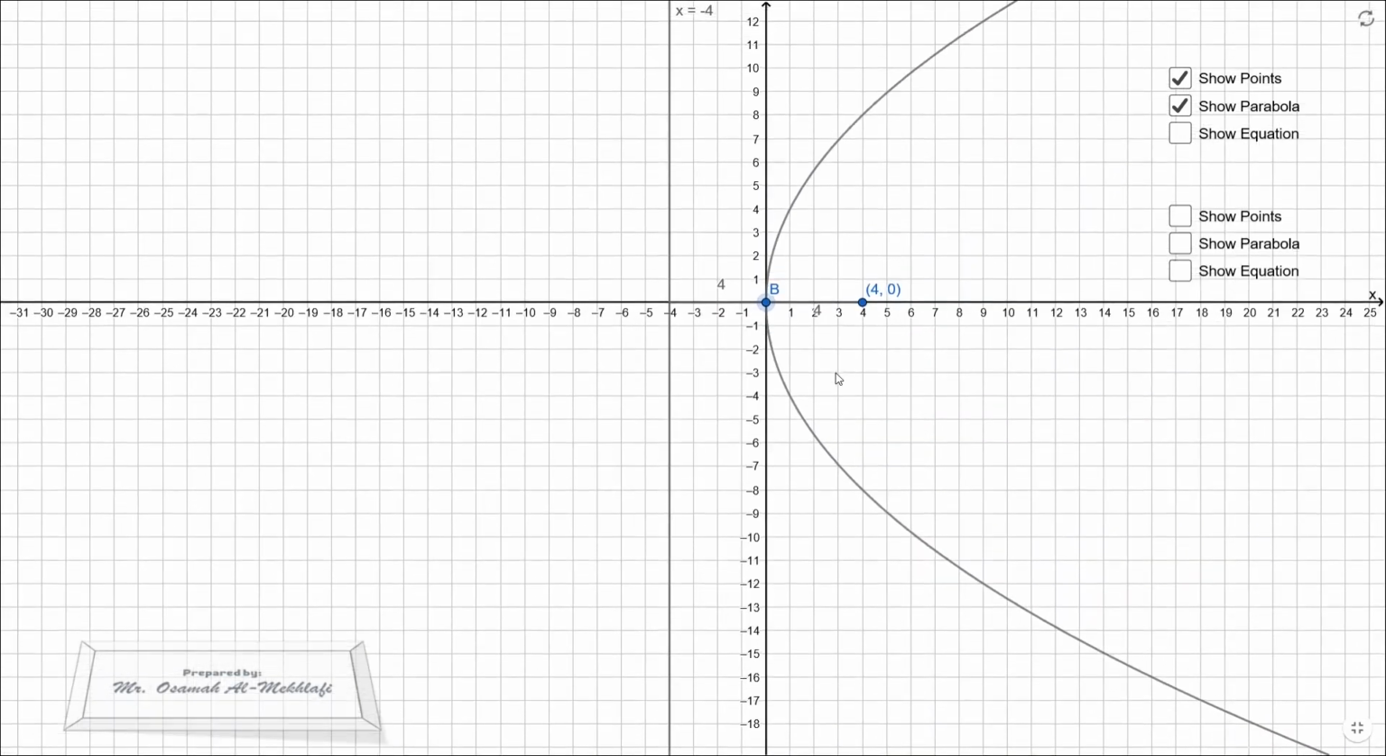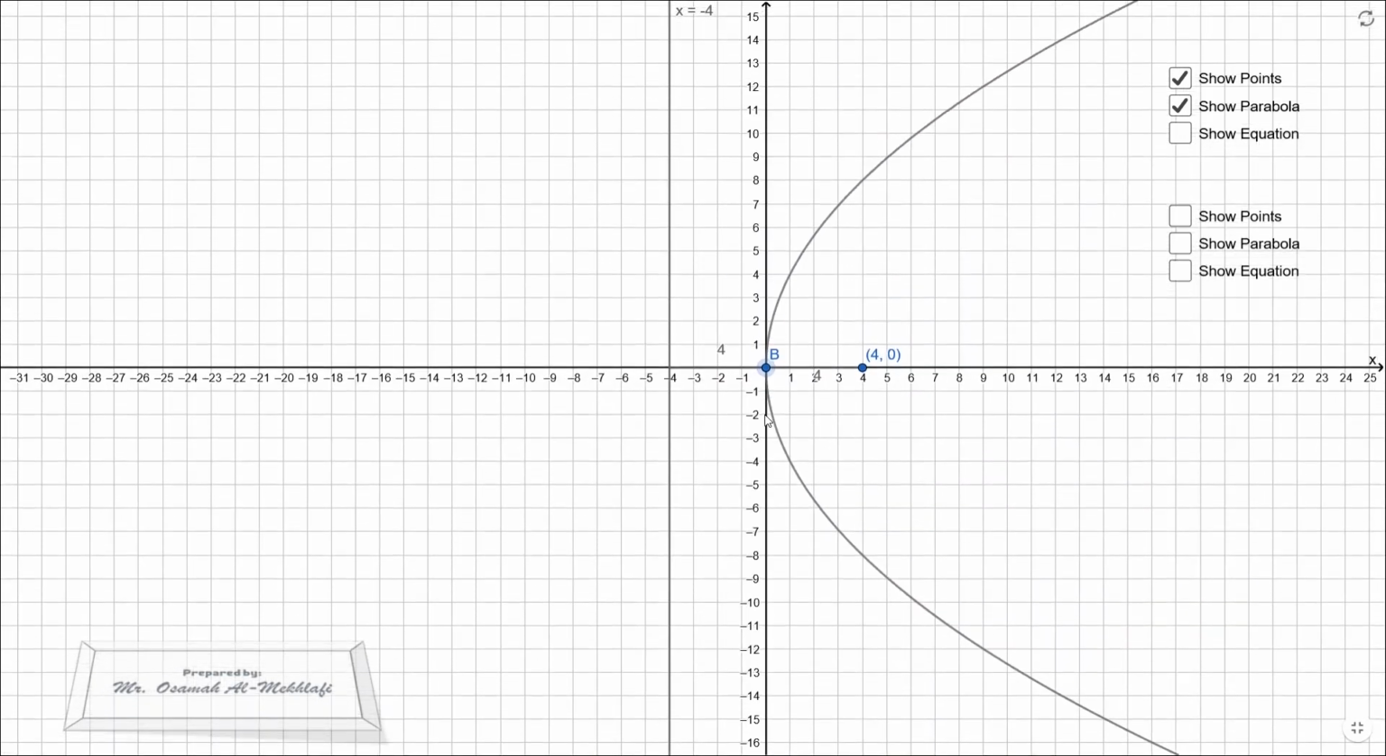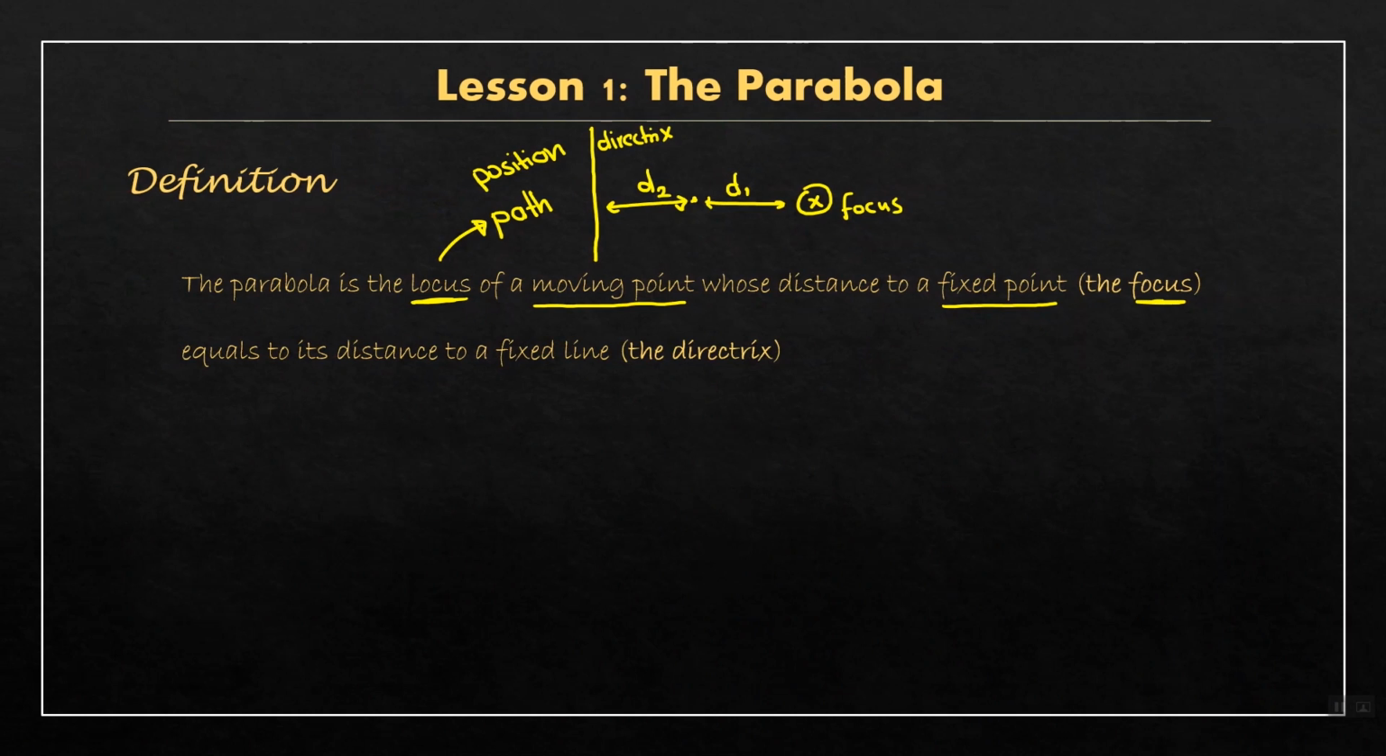Now, I hope that you have a better understanding of the definition now. So let's come to the definition. The definition says, the parabola is the locus or the path of a moving point whose distance to a fixed point called the focus equals its distance to a fixed line called the directrix.